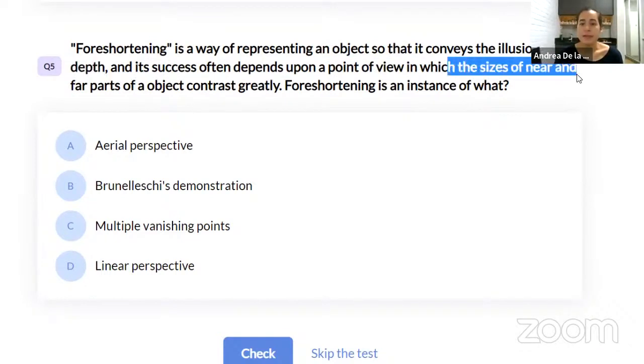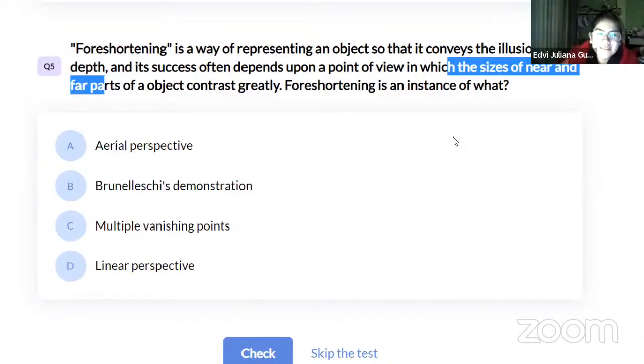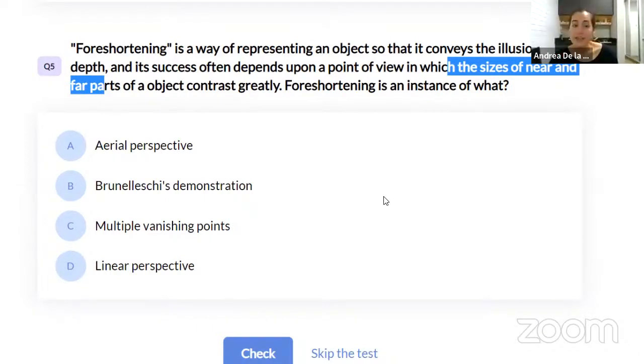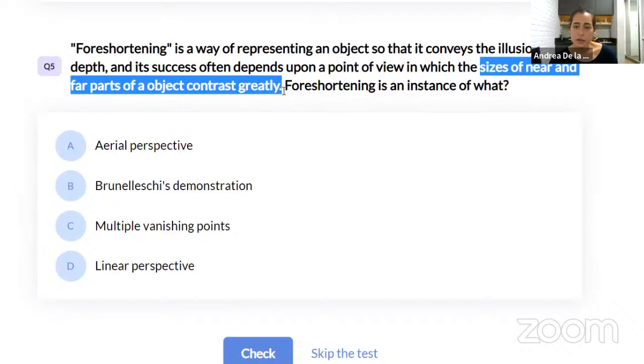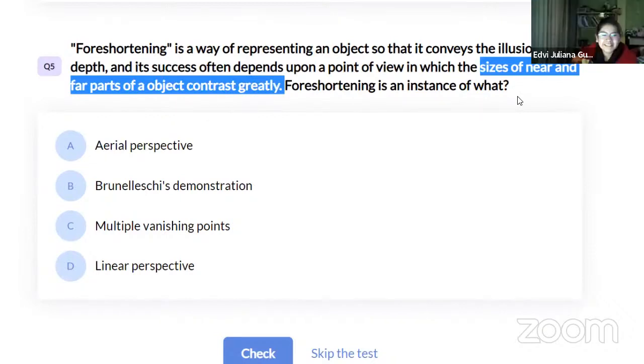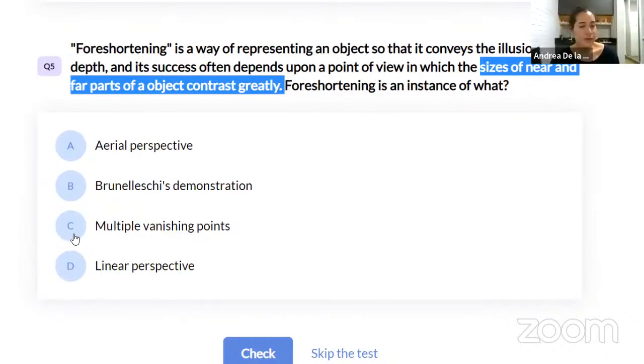Sizes, in which the... Yes, size. I was going to say that I think it's letter A. Okay. Perspective. Is that the one that talks about sizes? I would say A. Also, D. I put D. Right? C. The vanishing points. Yes, could be too. I don't know.